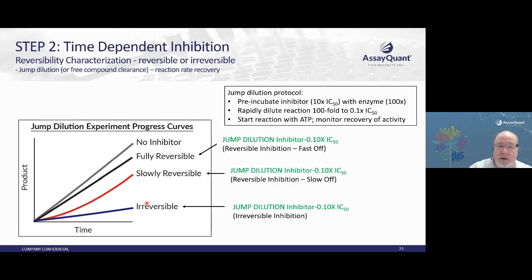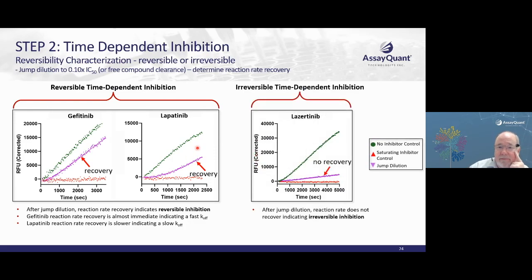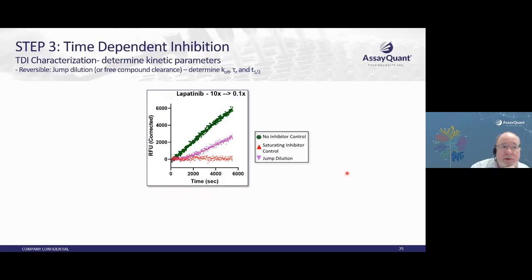We take that information and go into the third step of the experiment. And actually, here's a detailed example just looking at a close-up of this, and you can see for gefitinib, it's a very quick recovery. For lapatinib, it's delayed here, okay? And for lazertinib, you don't see any recovery whatsoever. All right, so now we know it's reversible or irreversible. Now we can go on to step 3, and we have a 3A and a 3B.